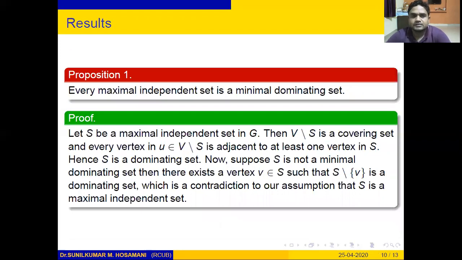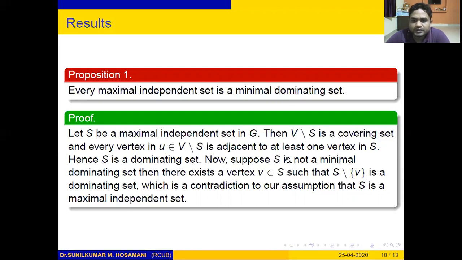Now look at the results. Proposition 1 says that every maximal independent set is a minimal dominating set. Now look at the proof of this theorem. First assume that S is a maximal independent set. If I take the complement of that set, that complement must be a vertex covering set. And one more thing is that every vertex in V minus S is adjacent to at least one vertex in S. You can see that this is the definition of a dominating set. Therefore, S is a dominating set.